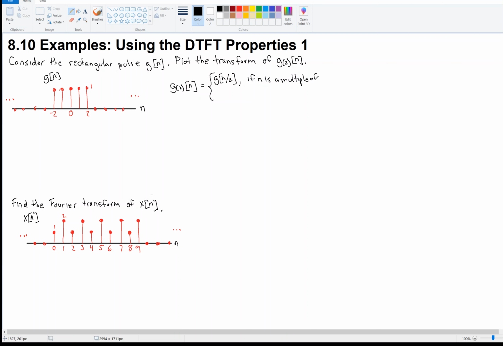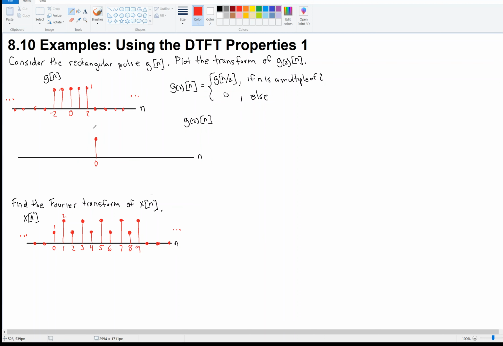0 else. Okay, so let's just first of all see what we're dealing with, and let's make a plot of g expanded by a factor of 2. So this is going to be a plot g2 of n. So 0 is a multiple of 2. So at 0 we have g of 0. So g of 0 is 1. So at 0 we've got 1.